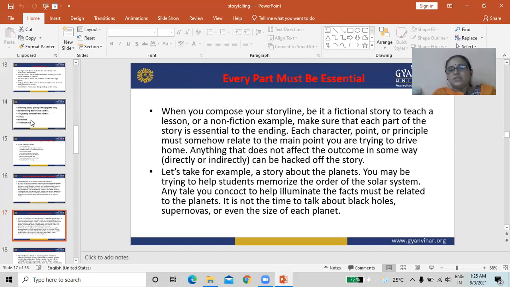Let's take, for example, a story about a planet. You may be trying to help a student memorize the order of the solar system, and any facts you use to help illuminate it must be related to the planets. It is not the time to talk about black holes, supernovas, or even the size of each planet.